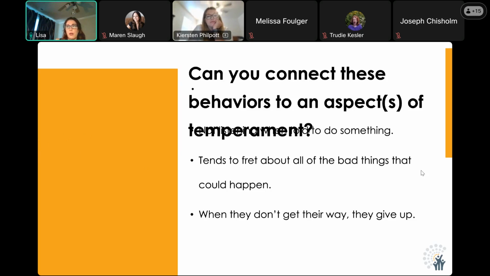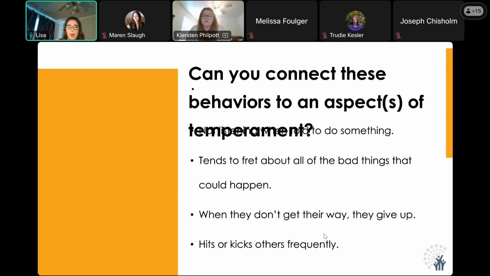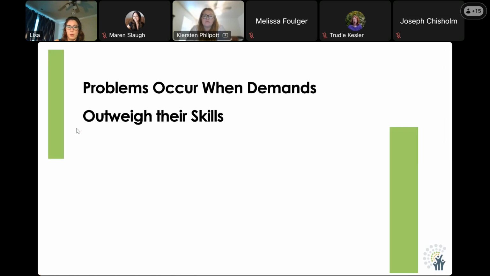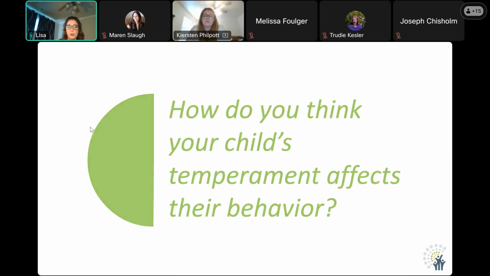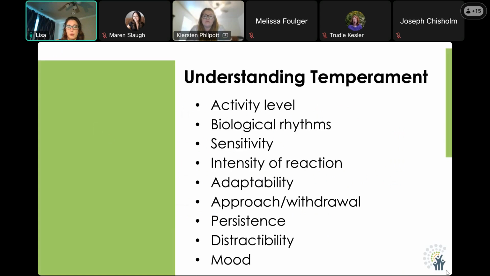Can you go back to that temperament list? What I want us to do is think about which aspects of temperament might be related to tending to fret about all the bad things that could happen. Yeah, mood. Anything else? What might cause them to fret about all the bad things that could happen?